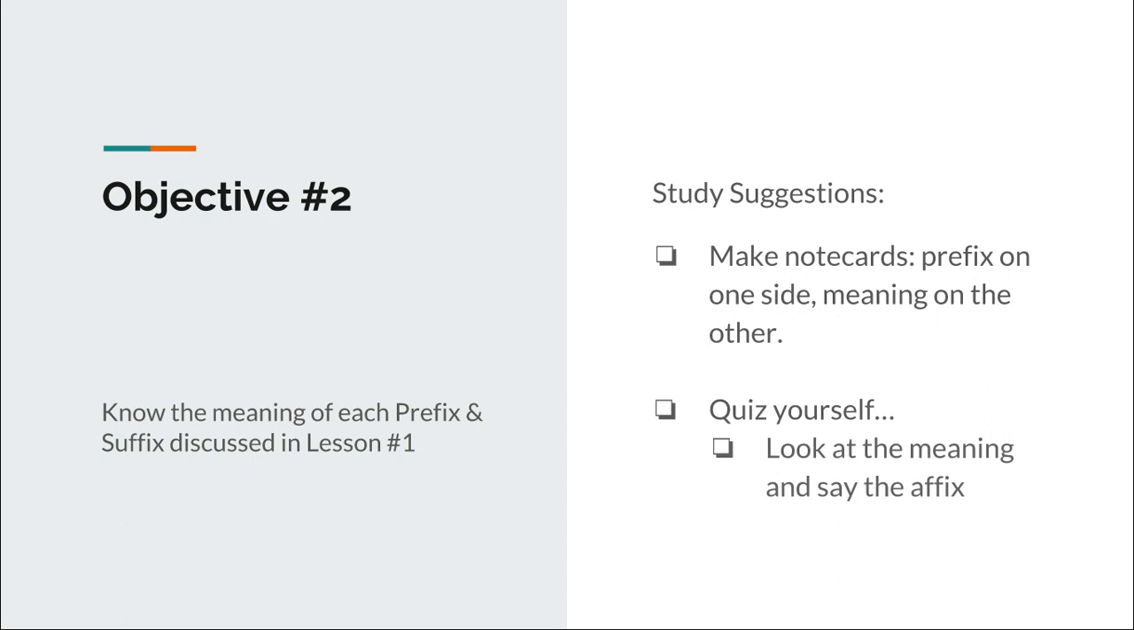So you want to do it in both directions. First, flip them all over to the meaning side and then try to say which suffix or which prefix goes with that, and flip it over, check yourself. And then do it the other way. Look at the affix, look at the prefixes and suffixes, try to say the meaning, and then flip it over and check. Make sure you can do it both ways, because if you can do it both ways, that means you've really got it.